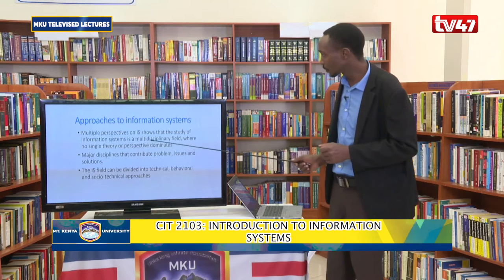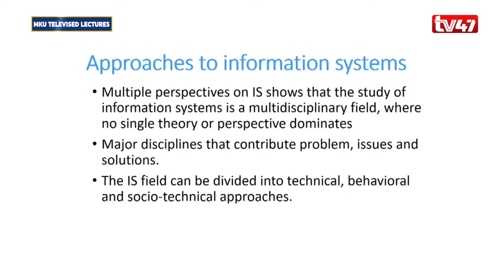So when we look at information systems, we look at three approaches. We look at the technical field, we look at the behavioral field, and the socio-technical field, which is basically a combination of technical and behavioral fields. Why are we talking about approaches to information systems? We want to understand if information systems can be defined within a single field or domain. For example, is it for computer science alone? Is it for the technical people alone? So that is why we want to look into that.